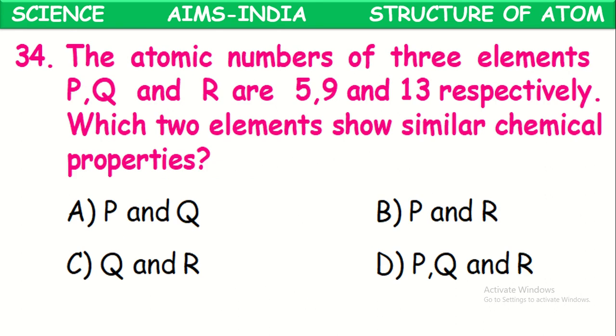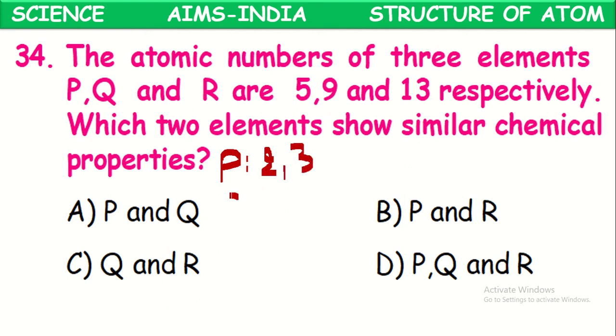Next, the atomic numbers of three elements P, Q and R are 5, 9 and 13 respectively. Which two elements show similar chemical properties? See, the elements which have the same number of valence electrons will generally show the same chemical properties. So let us try to write the configurations of these elements. For element P, what is the atomic number given? 5. So the configuration will be 2, 3.